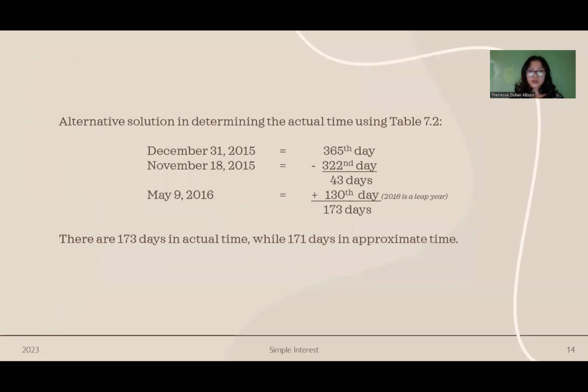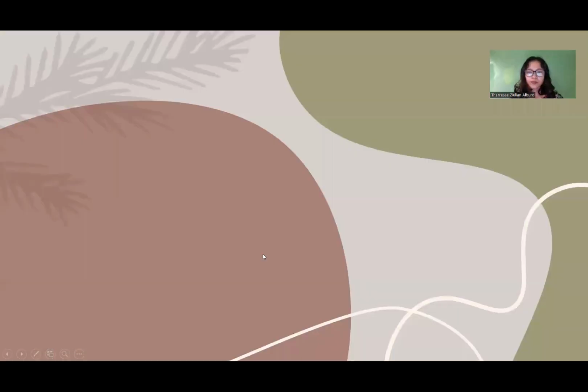Here is also an alternative method using table 7.2. First we subtract the day number of November 18, which is 322, from the 365 days of the year, giving 43. Then we find May 9 of 2016, which is 129, but since it is a leap year it becomes 130. So the answer is 173. There are 173 days in actual time while 171 days in approximate time.